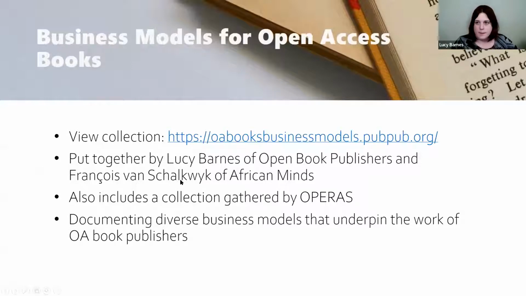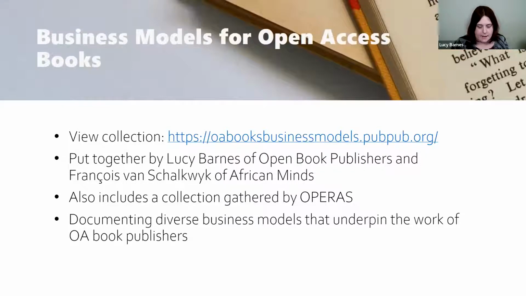So the collection that I'm introducing today is a collection of business models of different open access book presses. And the collection itself is available to view on PubPub, and you can see the link there in the slide. And Bernie, if it can go in the chat as well, that would be great. So I wanted to share a little bit about how this collection came together and what we're hoping it will achieve. And then after that, I want to hand over to my colleagues who are with me on the call today, who are from a number of different presses who have contributed to the collection. And I will introduce those colleagues of mine shortly.